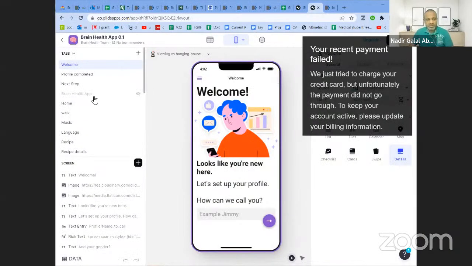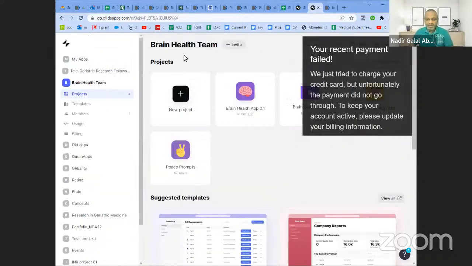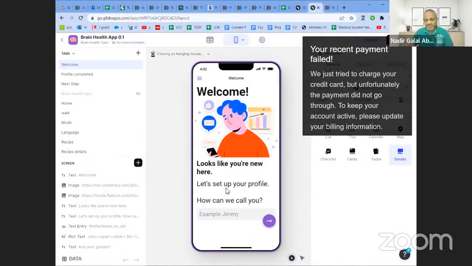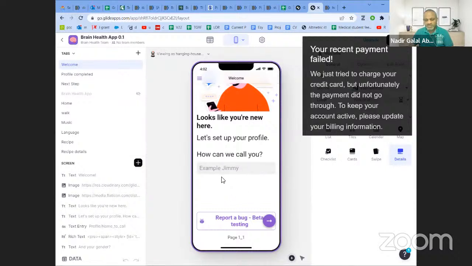I'm going to share with you what we are developing here. We were going to build some brain testing kind of app. My idea is to develop something that will help the patient to work with games and so forth, but also to track how they are doing.